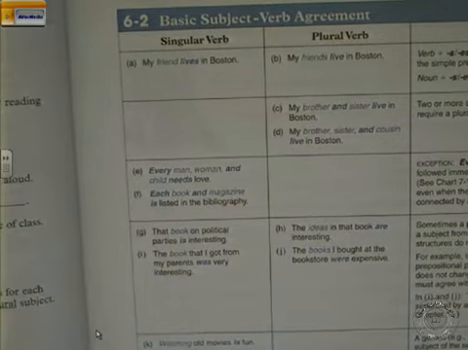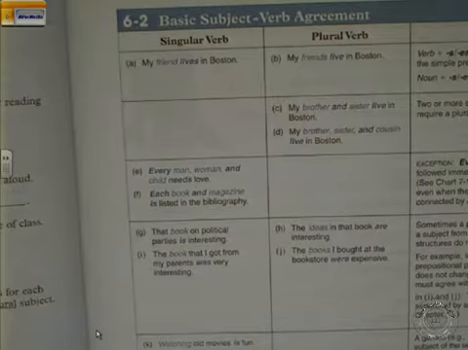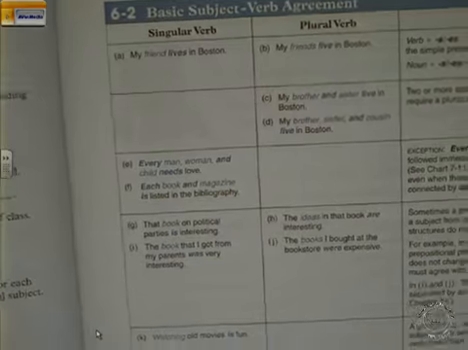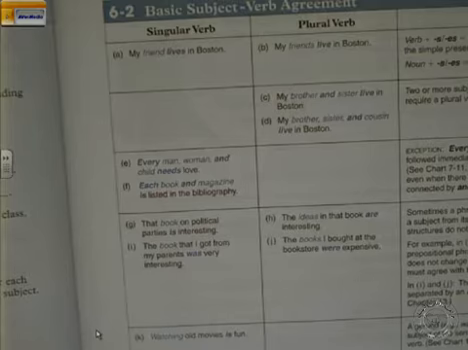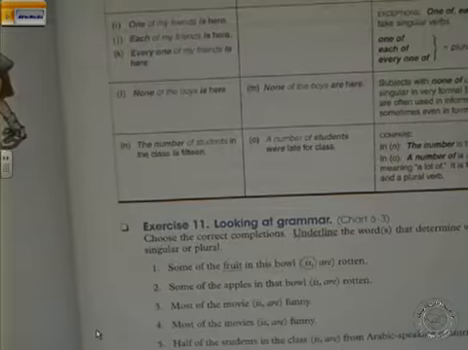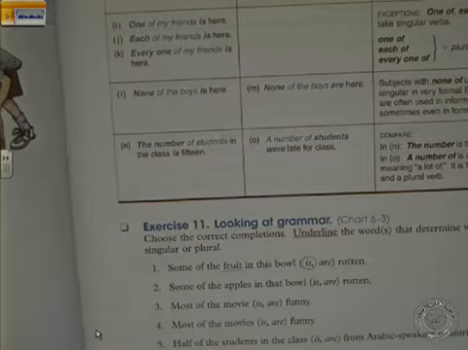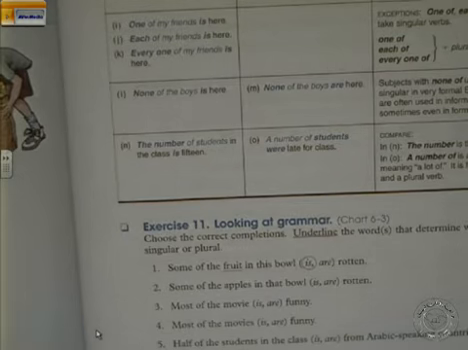Watching old movies is fun. This is another thing where sometimes we use what is called a gerund. When we use a gerund, it means talking about something as one entity or one identity. So we use the singular form.